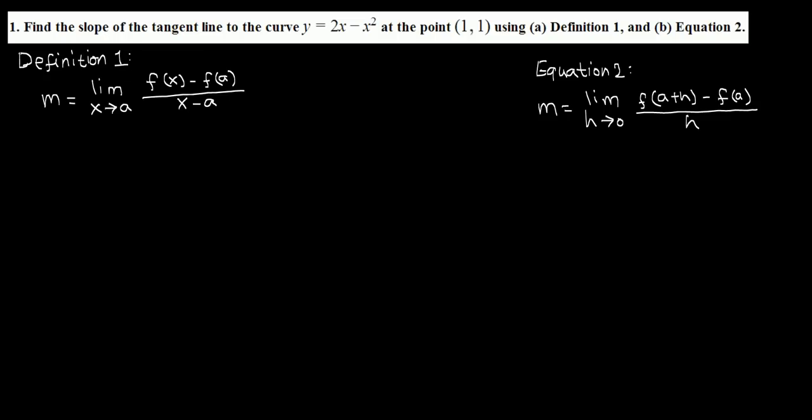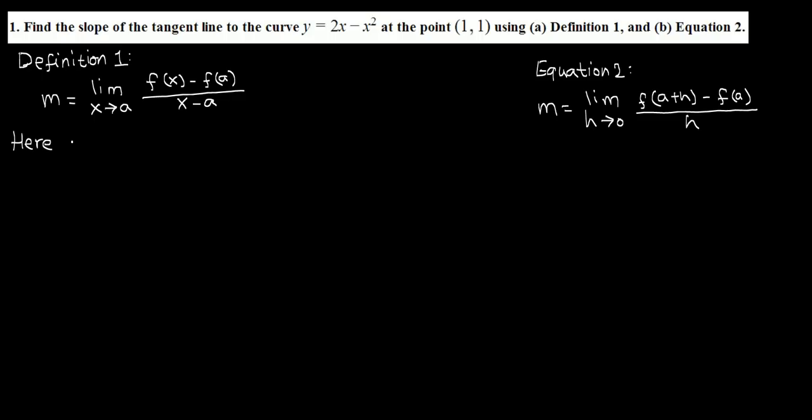In this question, we want to find the slope of the tangent line to the curve at the point (1, 1) using definition 1 and equation 2. For definition 1, the slope of the tangent line is given by this limit, provided this limit exists, where f(x) is the given curve.